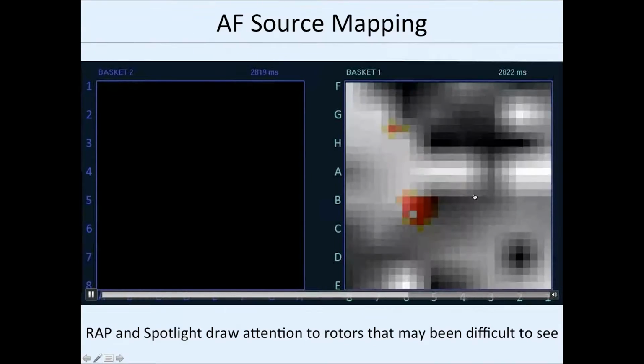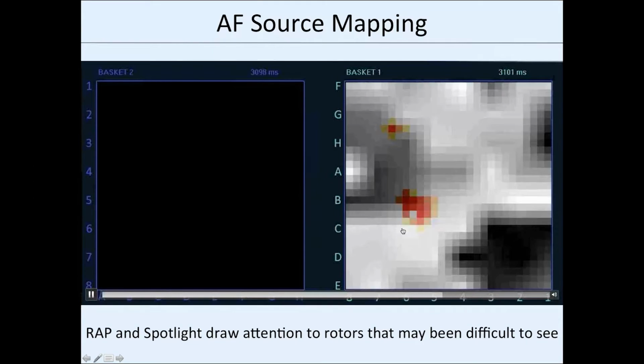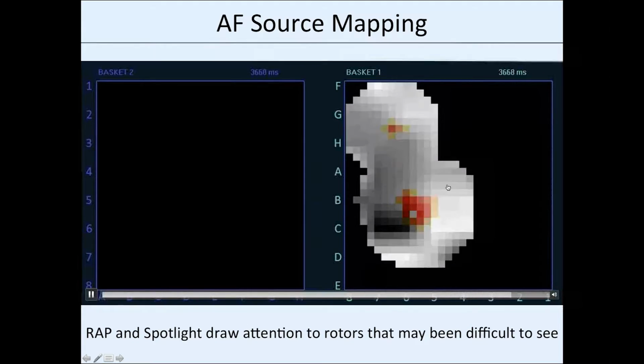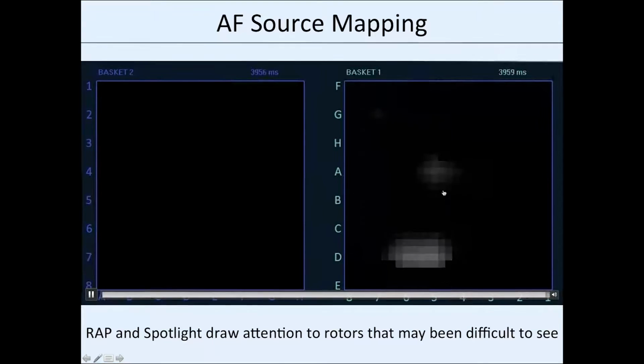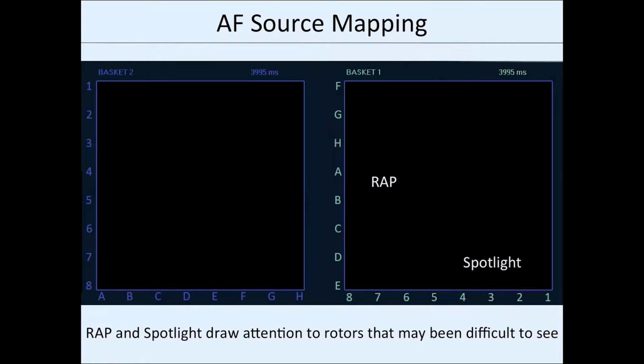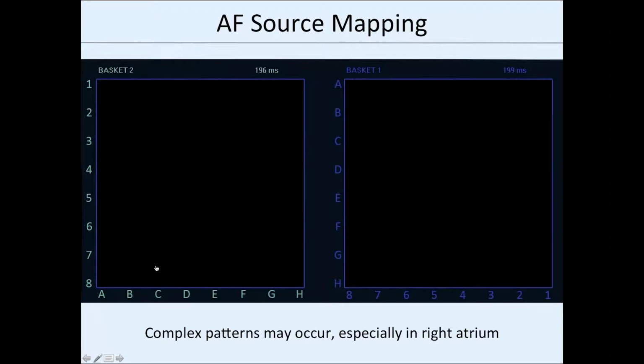There's an area here where there seems to be a clockwise propagation going around this way. Another area up here that's not quite as strong. But again, with the spotlight, it's a little bit more clear what's going on in this region here. So these features draw our attention to areas that might not be so well seen otherwise. There may be complex patterns that occur.